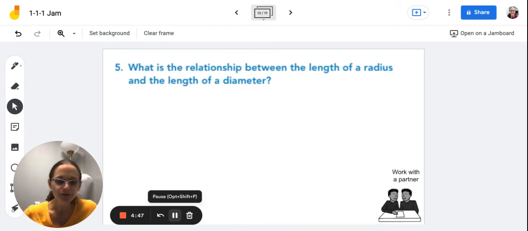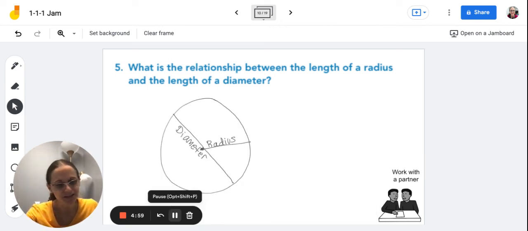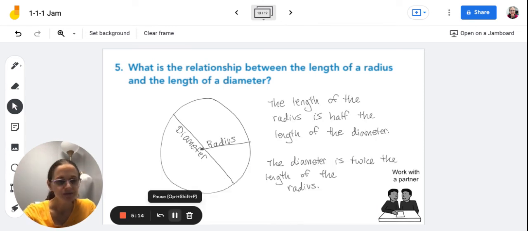So here's one more question for you to think about with your partner. What is the relationship between the length of a radius and the length of a diameter? Pause the video and talk about it. Did you get stuck? If you're stuck, it's helpful to draw a diagram that reminds you where the radius is and where the diameter is. Remember, the radius goes halfway across and the diameter goes all the way across. Here's two ways to describe that relationship. The length of the radius is half the length of the diameter, or you could also say the diameter is twice the length of the radius.